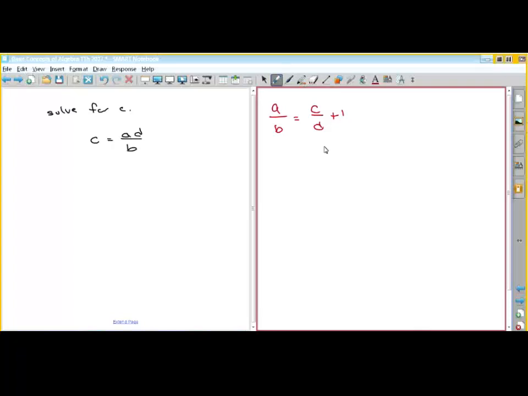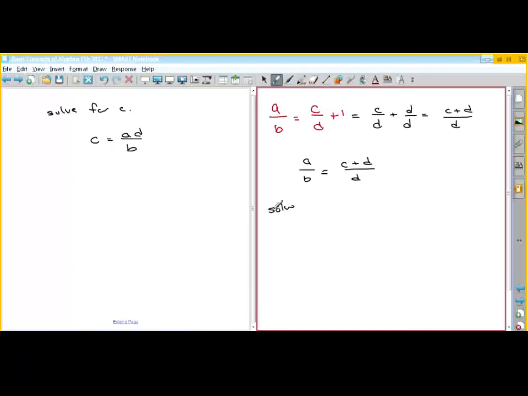So what you would do is you take the second term in this expression and rewrite it as D divided by D. So you get a common denominator. So when you add these 2 together now, you add the numerators together with the common denominator. So now we have this result. You have A over B is equal to C plus D over D.